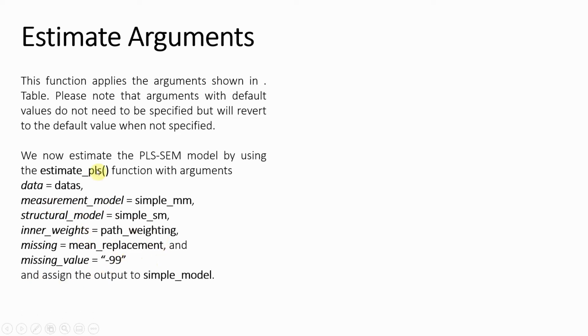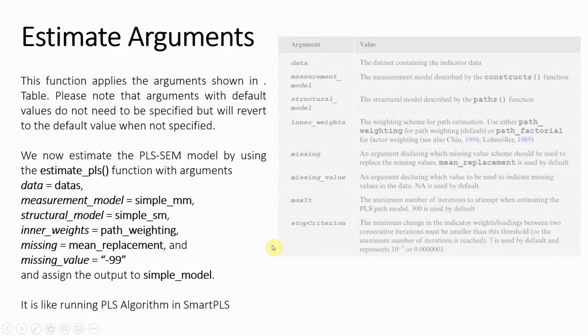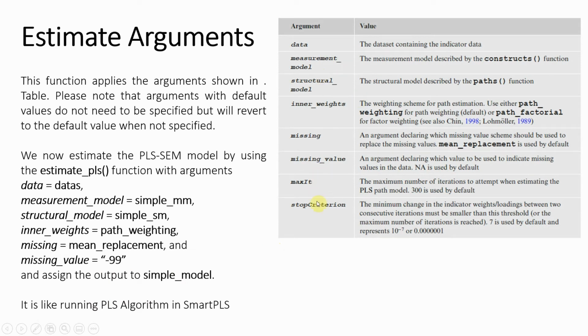And finally, you assign all this estimation to another object, simple_model. Now, there's one thing to understand. Whenever you are calling a function, it is returning something, and that returned something is stored in an object. In this case, we name it simple_model. Now, it's similar to learning the PLS algorithm in SmartPLS. Again, we have already discussed these. These are the arguments, and these are the different values that it can take.